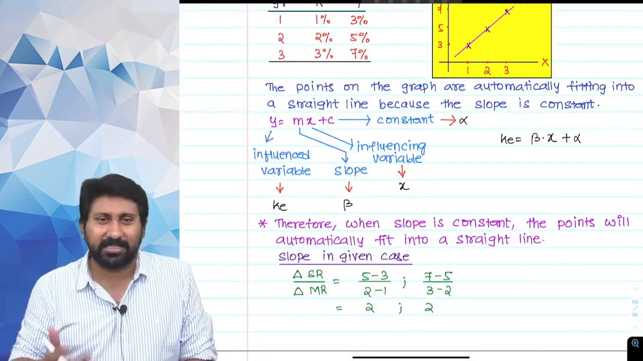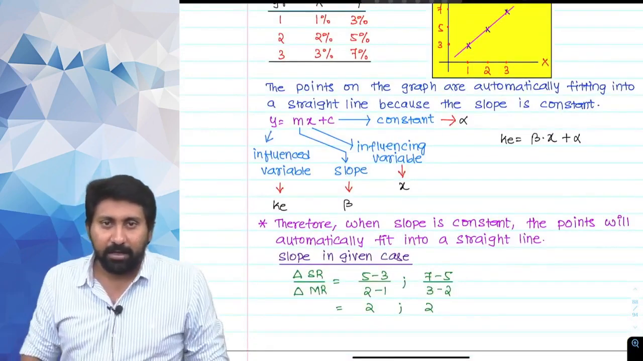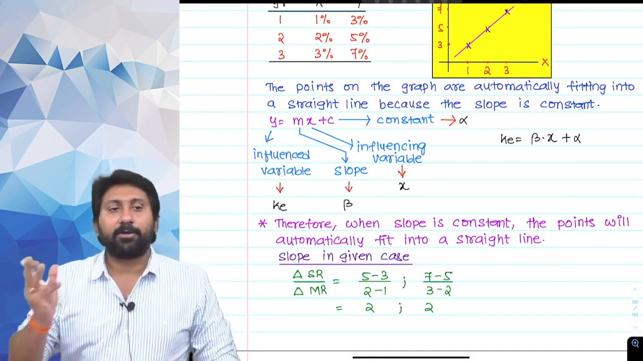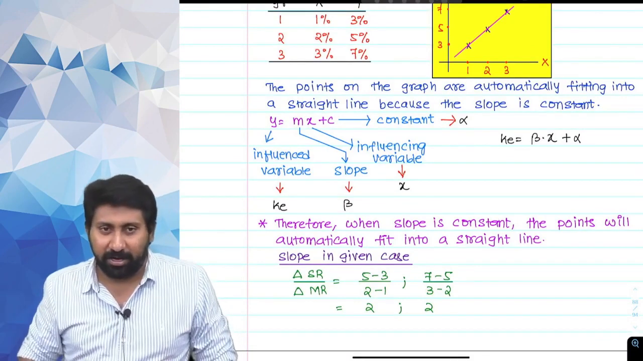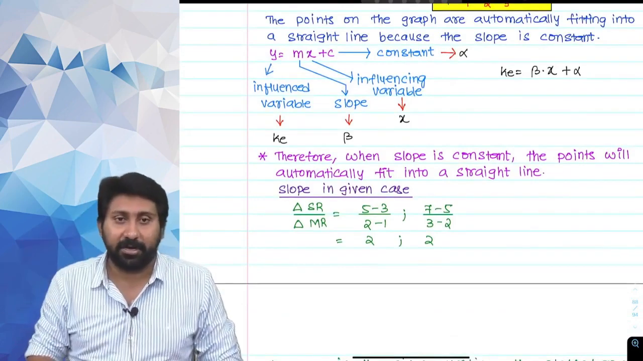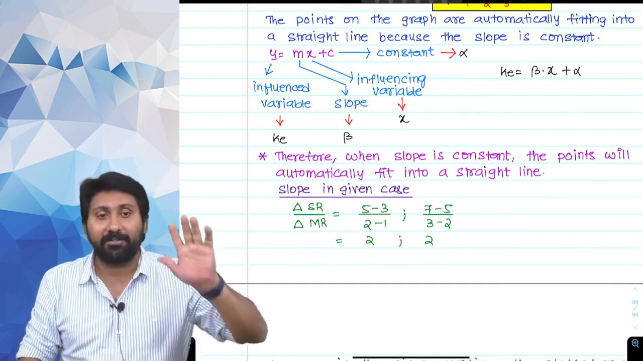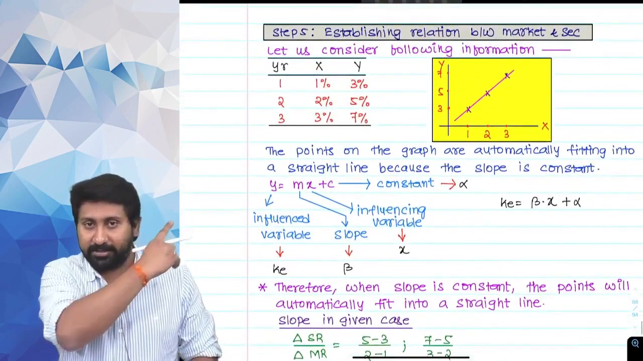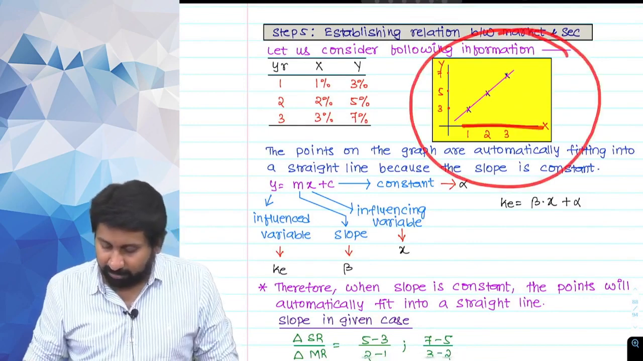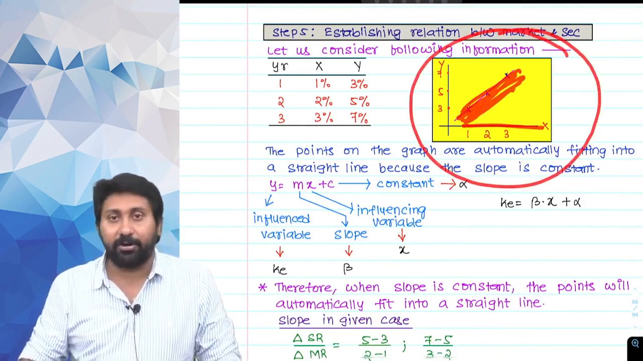Anything you can write. Just for example's sake, I am writing this. So the influencing variable is M. Beta into M or X. Beta into X, anything you can take. Therefore, when the slope is constant, meaning the same across any information, points will automatically fit into a straight line like this. See this graph. I plotted the points, and automatically the points are fitting into a straight line.